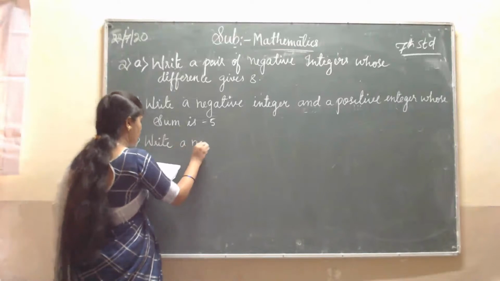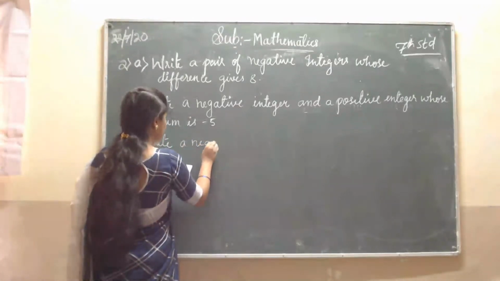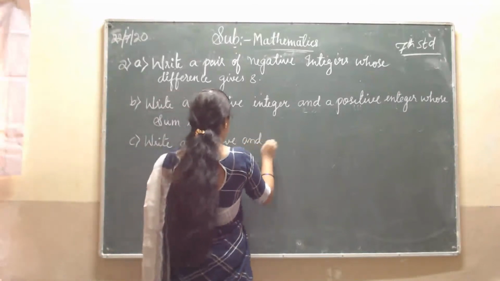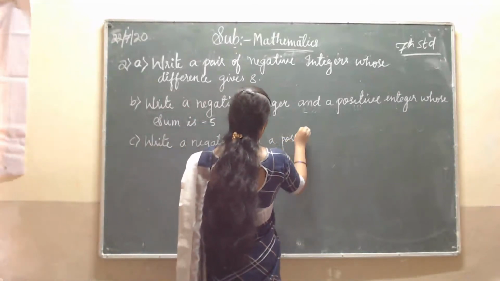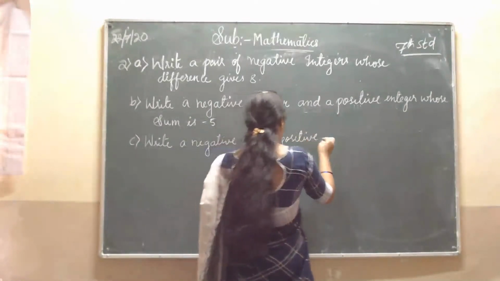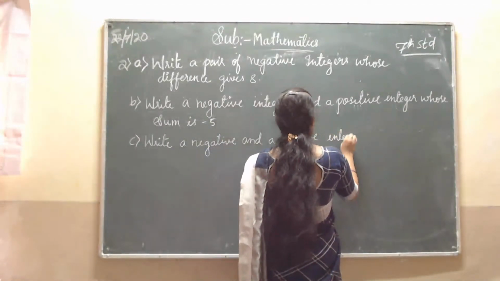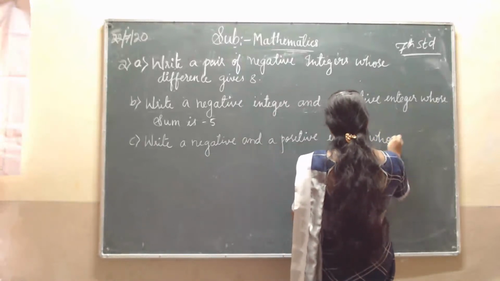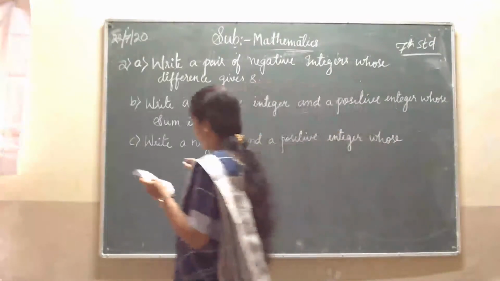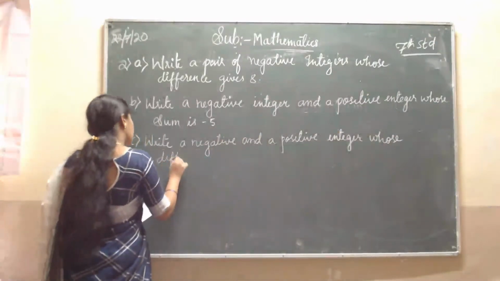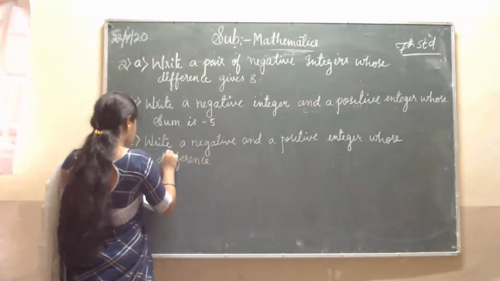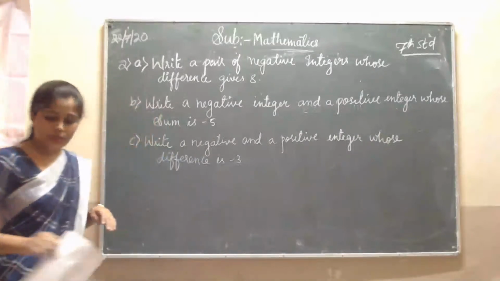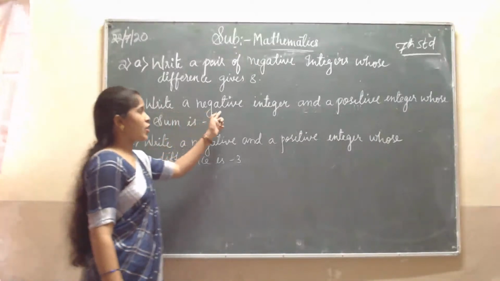Write a negative and a positive integer whose difference is minus 3. See here, write a negative and a positive.